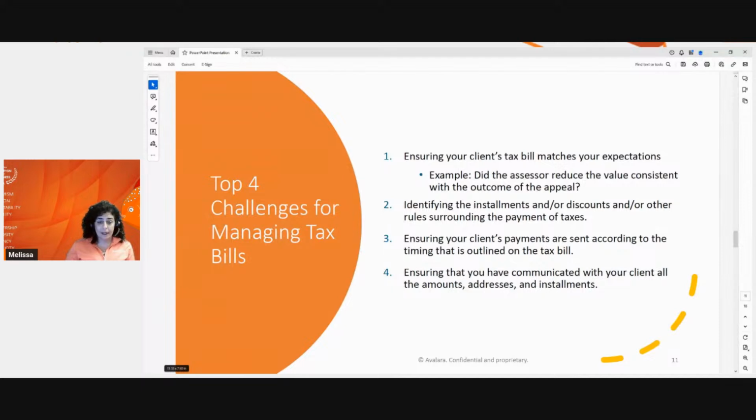And then again, the client needs to know the amounts, addresses, installments. So if you're preparing an AP export file for your client, or if you're paying on their behalf, you need to let them know that everything's happening or that they need to make everything happen correctly.